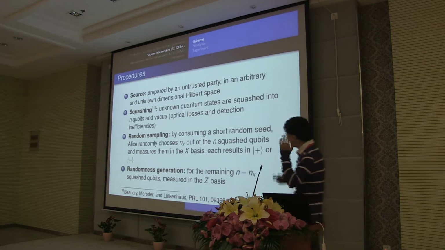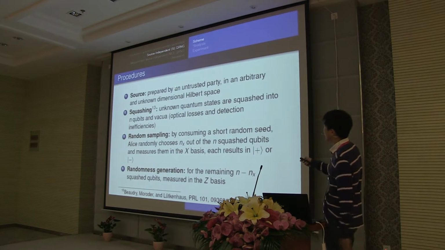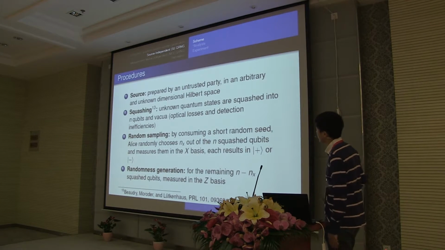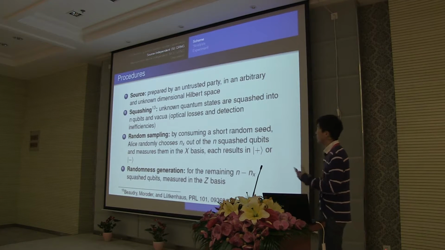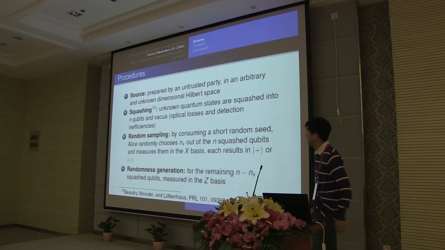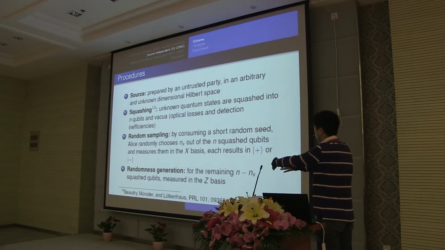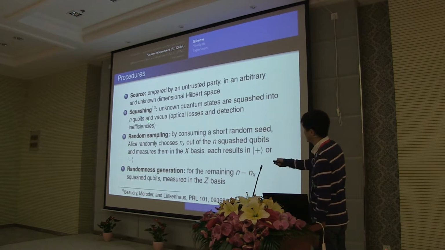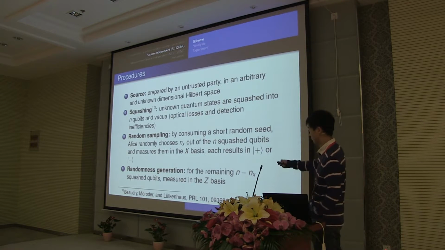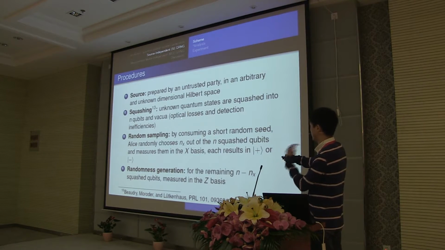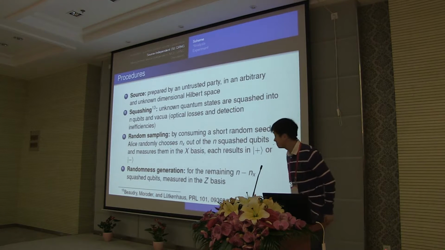So the source, again, is prepared by an untrusted party, and it's in an arbitrary and unknown dimensional space. For the measurement side, we squash down to n qubits and vacuums. Of course, the vacuums come from losses and detection efficiencies.